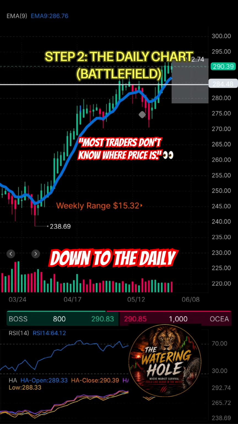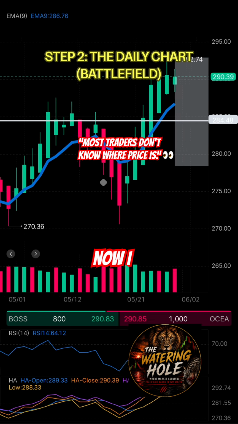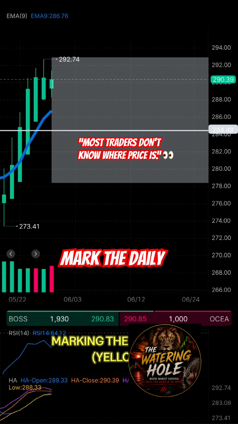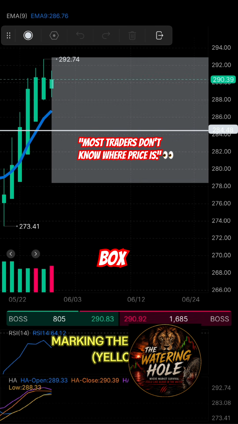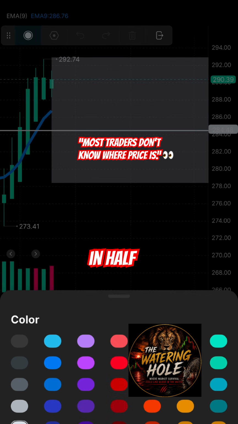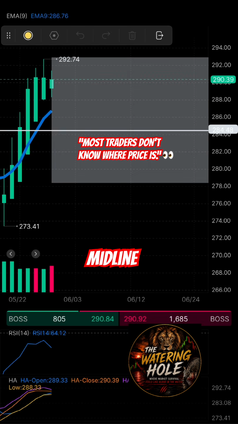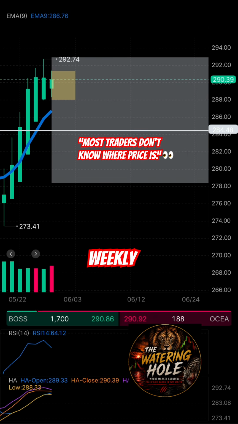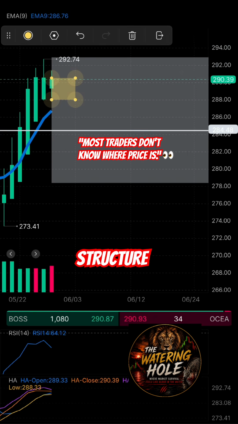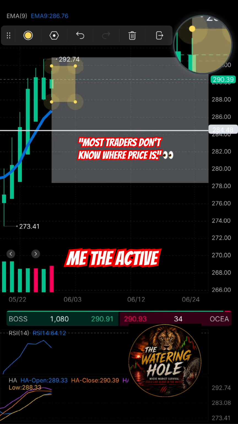Then I drop down to the daily chart. Now I do the same thing again. I mark the daily high and the daily low, create the daily box, and split that range in half to create the daily midline. I make the daily box yellow because this becomes my battlefield for the week. The weekly gives me the macro structure. The daily gives me the active battlefield.